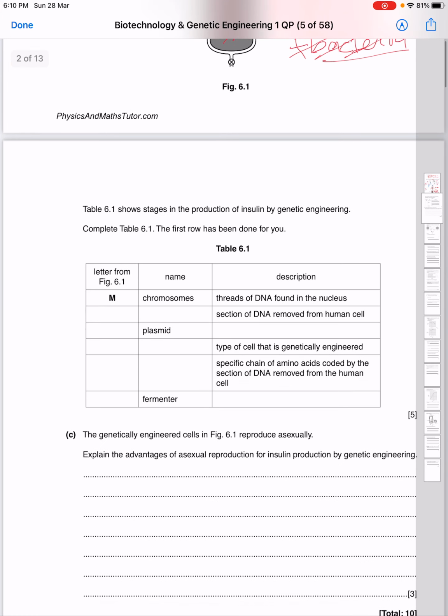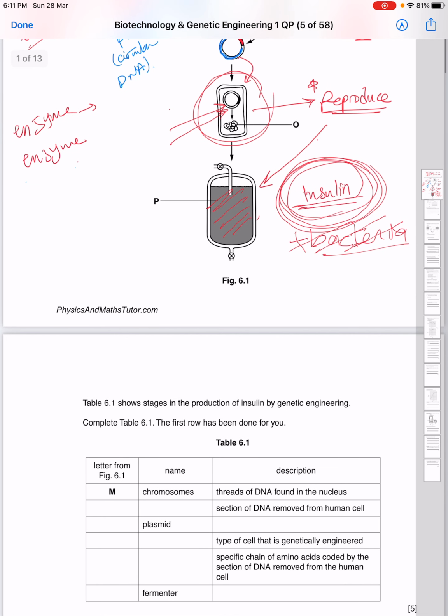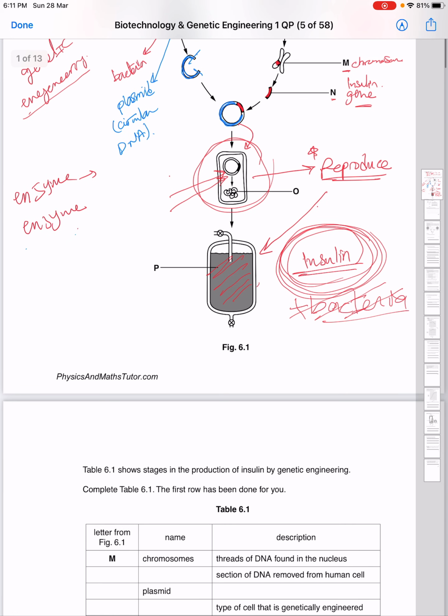So let's check here. Basically here they're asking you about using the letters to complete this table. M here is the chromosome, the thread of DNA found in the nucleus. What is the section of the DNA removed from the human cell called?